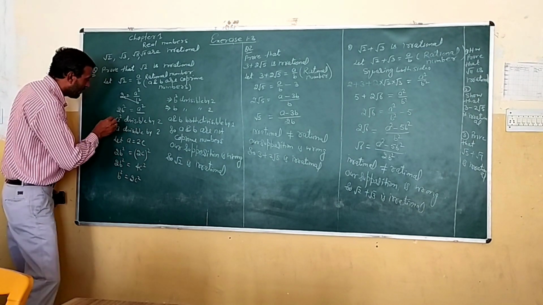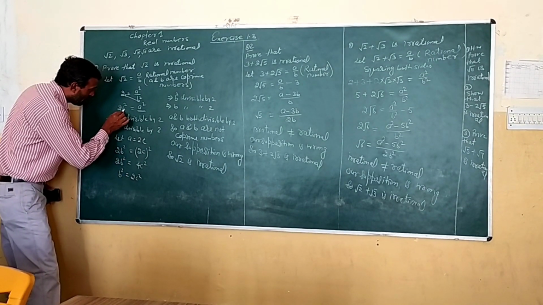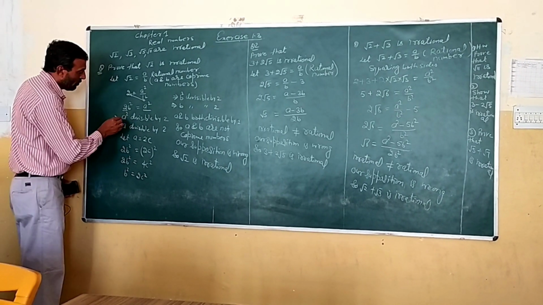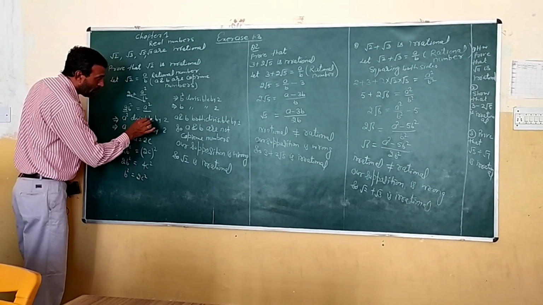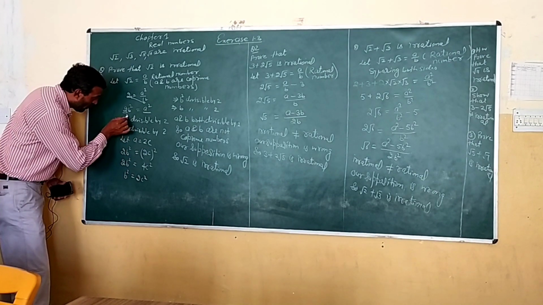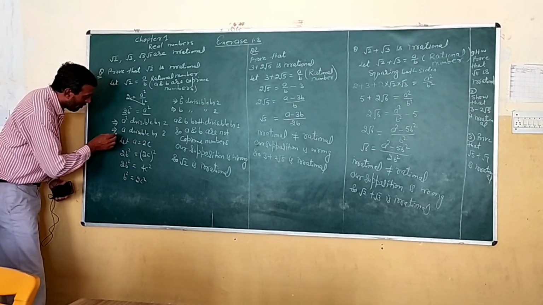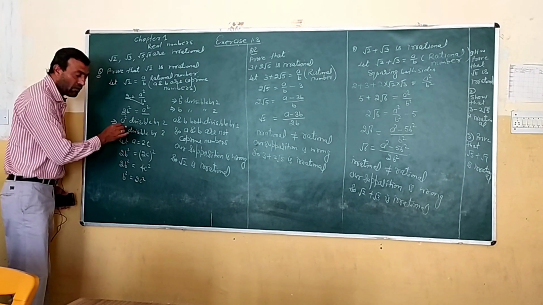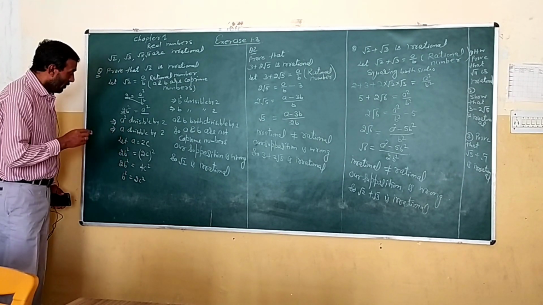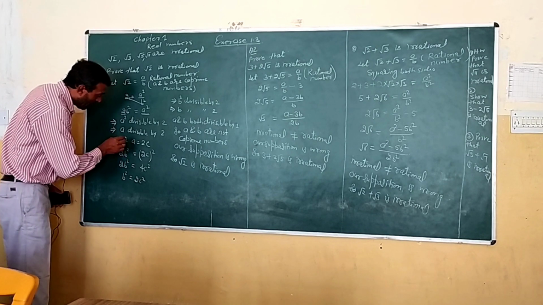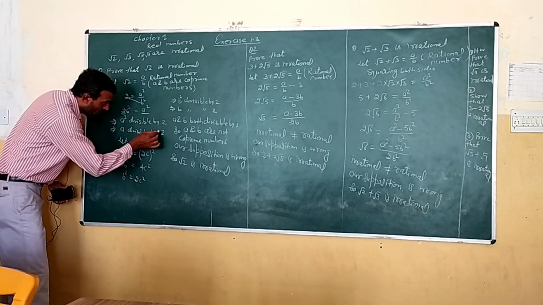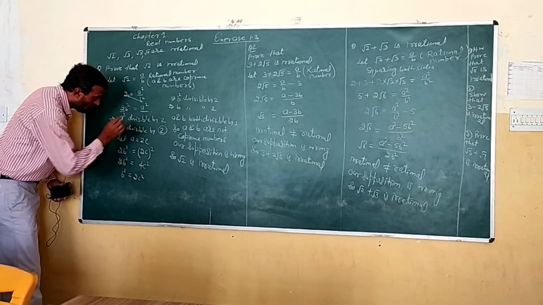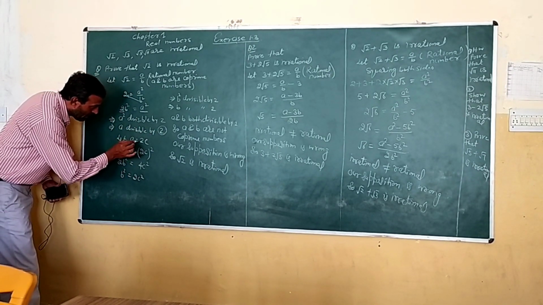So we can write a square is equal to 2b square. It means a square is a multiple of 2, so a square is divisible by 2. When the square is divisible by 2, the number itself is also divisible by 2. So a is divisible by 2. Now we have to let a take which form? Let a be equal to 2c.